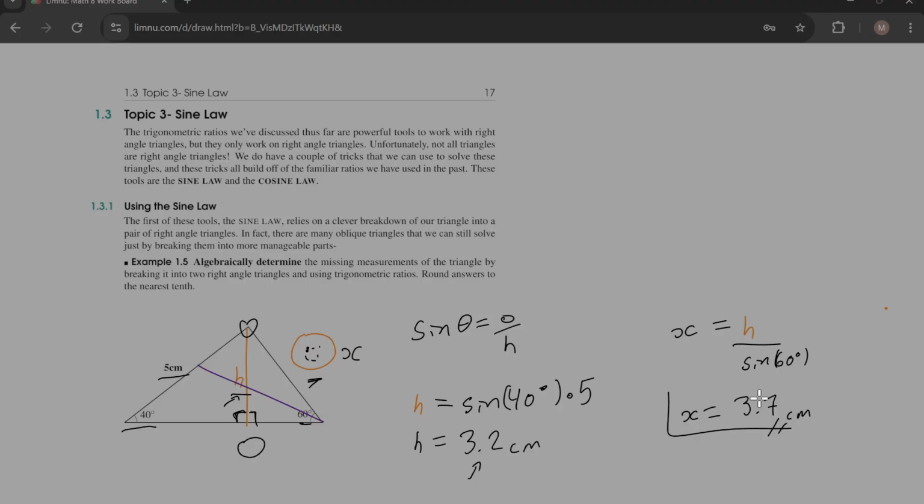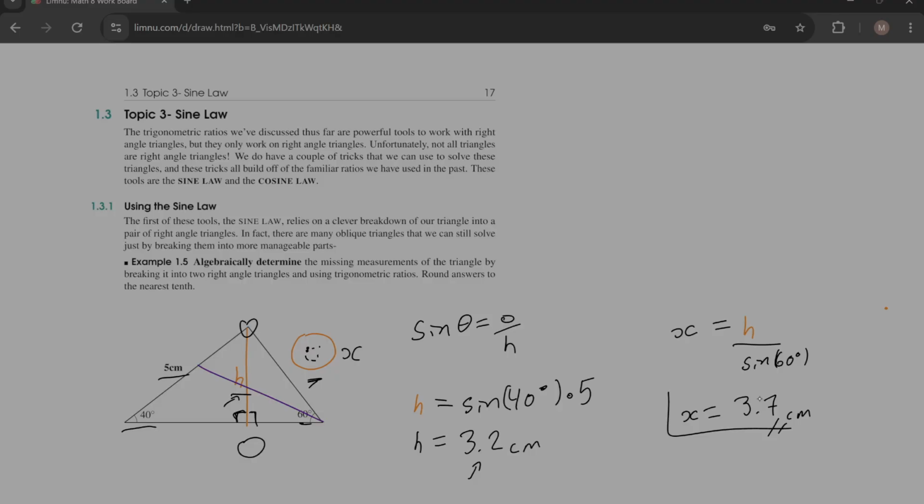I can do the exact same trick. So it's not that exciting. You just piece. And so that idea of breaking into separate right angle triangles is actually really nice because it lets us use our trig ratios still. And those trig ratios will always work out for us as long as we've made right angle triangles.